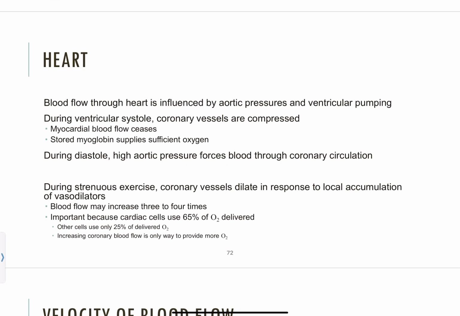Then during relaxation or diastole, the high aortic pressure is actually going to force the blood through the coronary vessels as well. And when you're exercising, the coronary vessels are actually going to dilate to help keep up with your heart's metabolic demand. So the cardiac muscle tissue uses about 65% of the oxygen being delivered. So most cells only use about 1/4. So the way we get more oxygen is to increase the coronary blood flow, which can actually go up 3 to 4 times during intense activity.